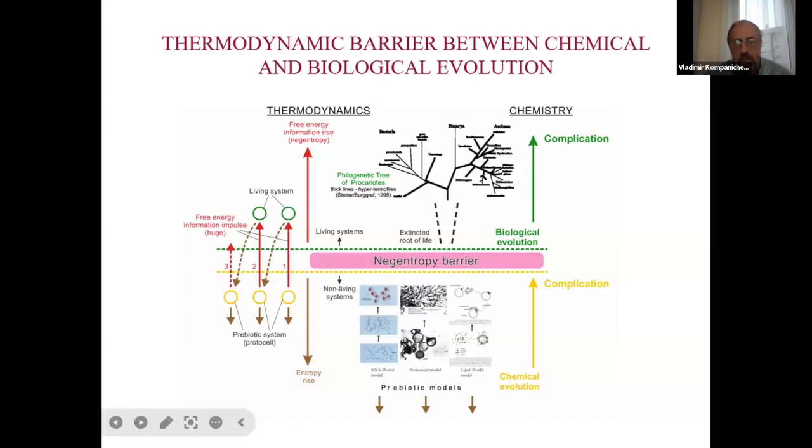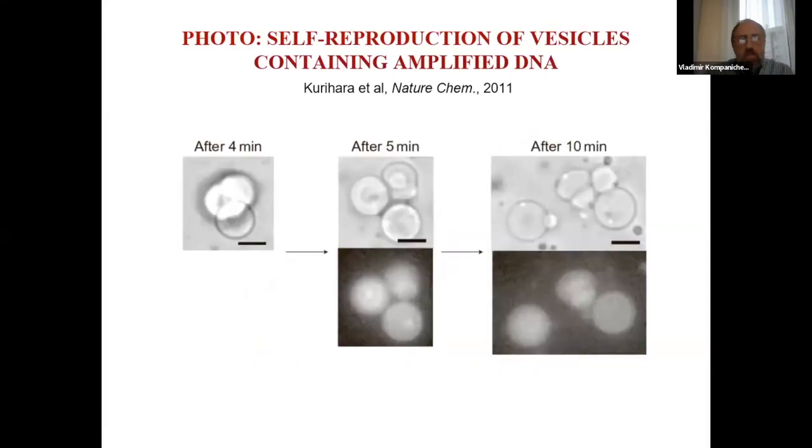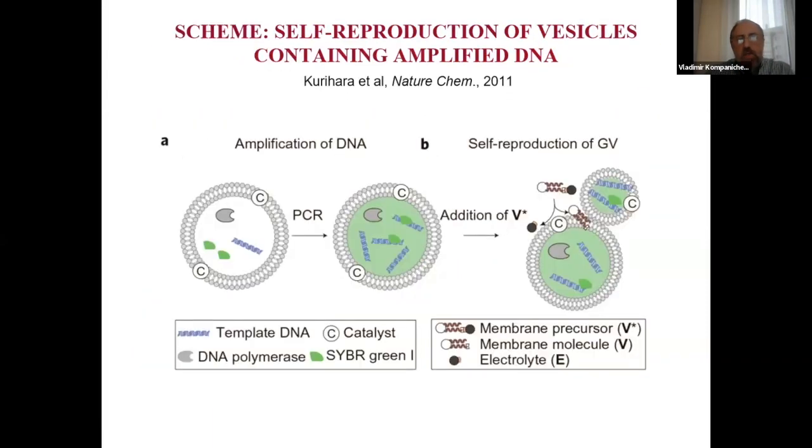Let's consider as an example one of the types of prebiotic models suggested by some Japanese scientists, a complex prebiotic model. This is a giant vesicle with incorporated DNA. The next step, its evolution, is amplification of DNA due to change in temperature. And the next step is division of the giant vesicle along with the amplified DNA.